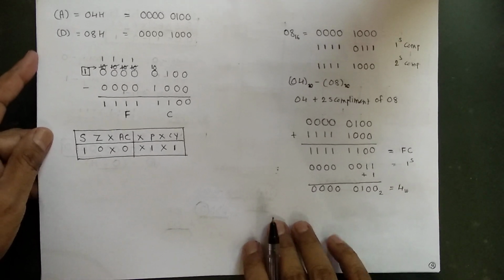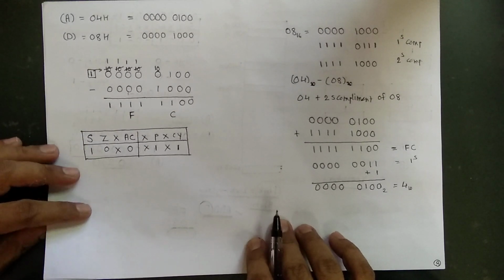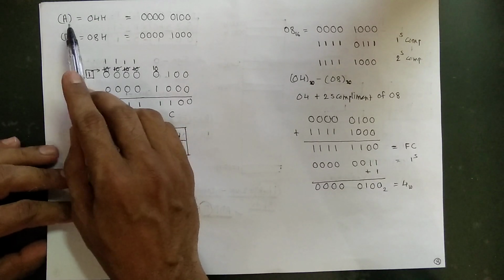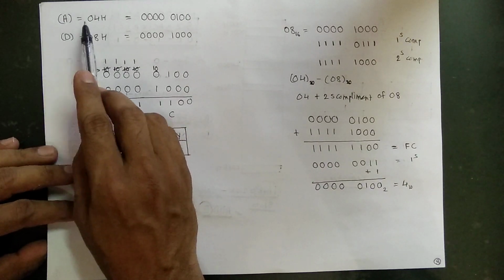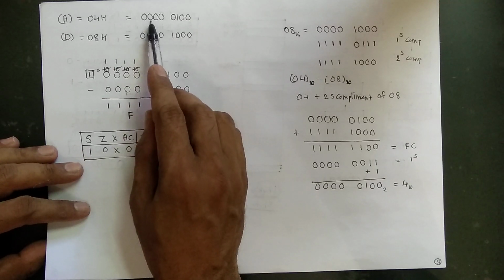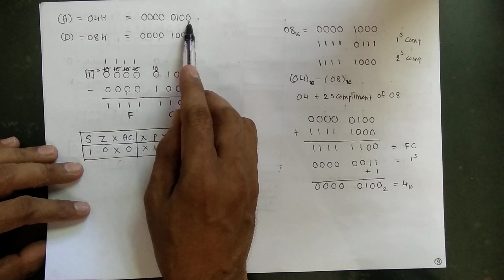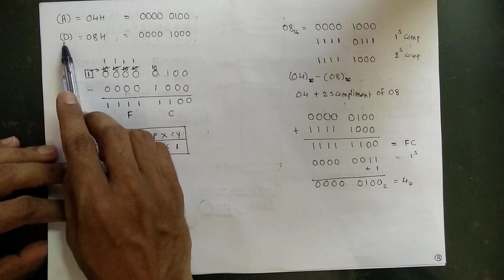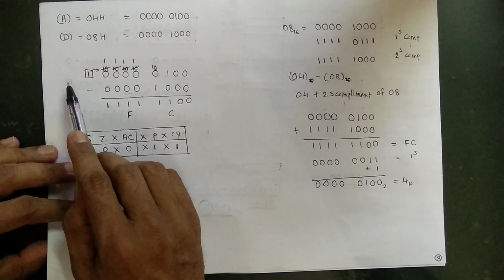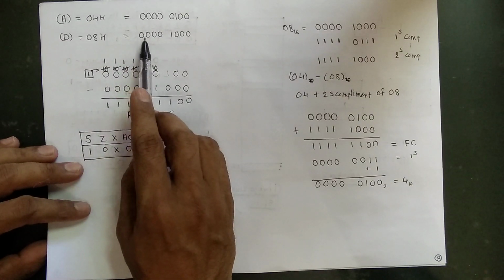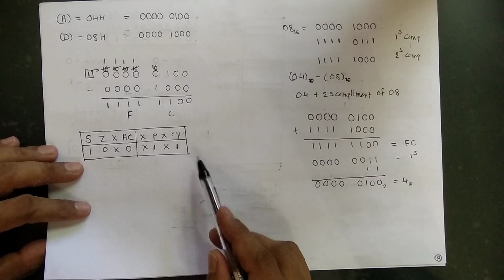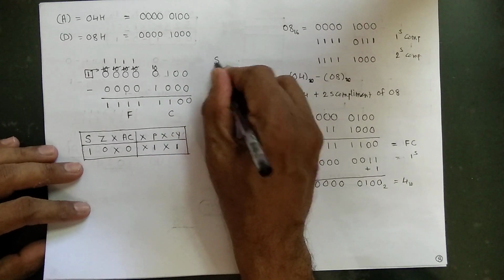You know the subtraction. Let the content of A, that means the number present in the accumulator, equal 04H. Represent this number in binary form: 00000100. Content of register D, that means the number present in register D, equal 08H. Represent that number in binary form: 00001000. Now execute the instruction SUB D.